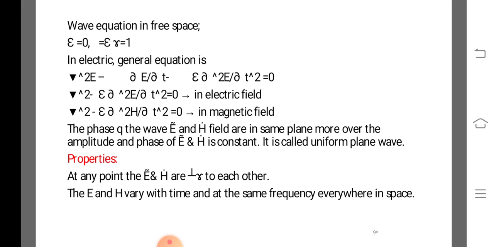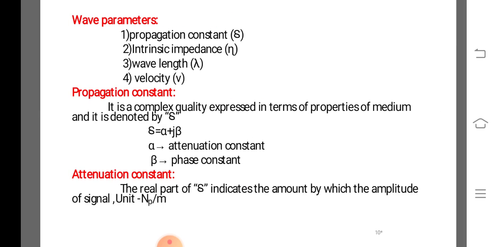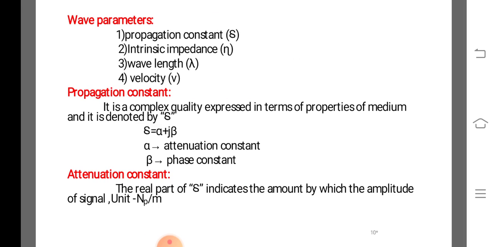The phase in the wave, E and H fields are in the same plane. Moreover, the amplitude and phase of E and H are constant. It is called a uniform plane wave. Properties: at any point the E and H are perpendicular to each other. The E and H vary with time and at the same frequency everywhere in space. So it has some wave parameters: propagation constant, intrinsic impedance, wavelength, velocity.